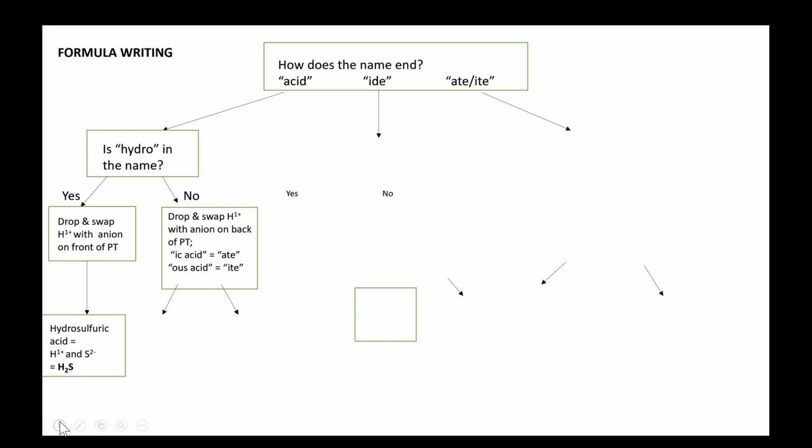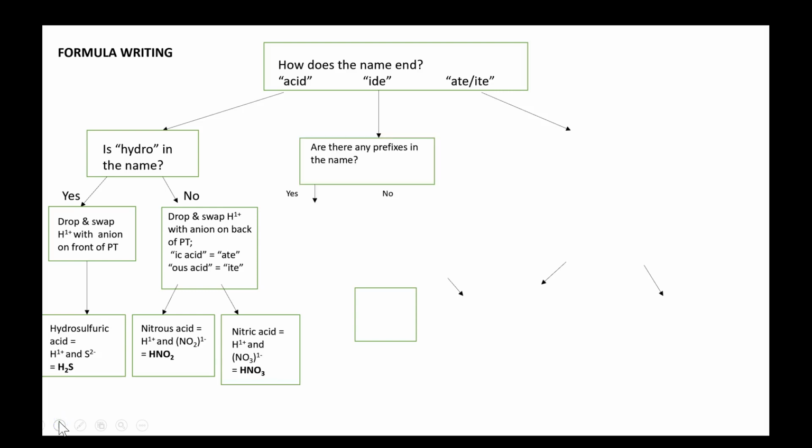So if your acid ends in the word ic acid, you want to find the polyatomic ion that ends in ATE. If it ends in OUS acid, then you want to find the polyatomic ion that ends in ITE. So if I had nitrous acid, doesn't have a hydro, I'm going to drop and swap H 1 plus with NO2 1 minus, and I get HNO2. If I had nitric acid, I'm going to take H 1 plus, and this time I'm going to drop and swap with nitrate, NO3 1 minus. So very similar formulas, very different names. Okay, so that's how you do acids.